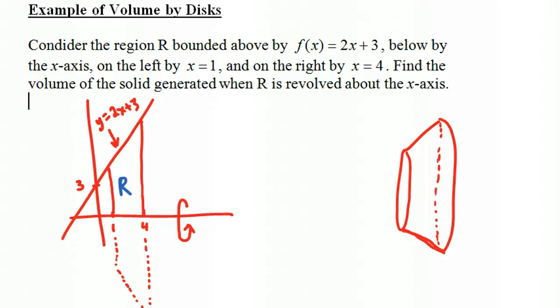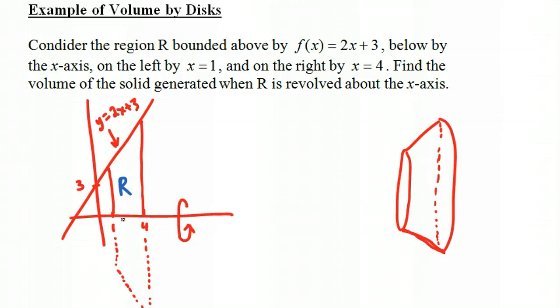In this video, I'm going to do an example of finding the volume of a solid of revolution using disks. Later on, we'll learn another method called using washers, but for this problem, we're going to use disks. Let's consider the region R that's bounded above by the function 2x plus 3, below by the x-axis, on the left by the line x equals 1, and on the right by the line x equals 4.